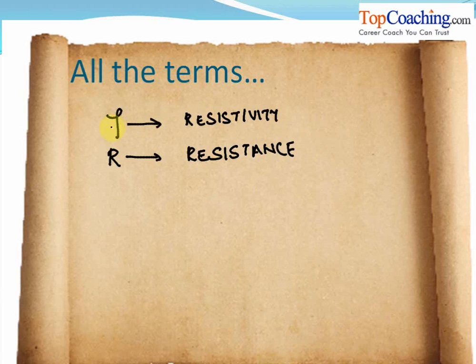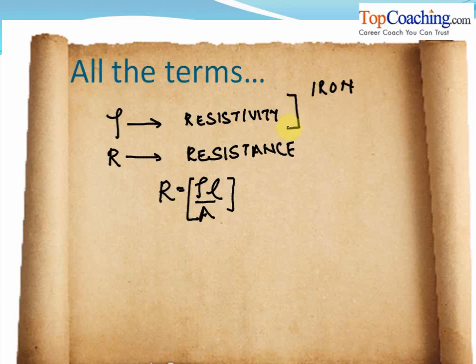So what is the difference between rho and R? We already know that R is rho L by A. After all, we replaced rho L by A by R when we derived Ohm's law. So the main difference here is that rho is the property of a substance. It is independent of the length of the substance or the area of cross-section of the substance. Rho is the property of any material. For example, iron has a certain value of rho. Glass has a certain value of rho. Gold has a certain value of rho.